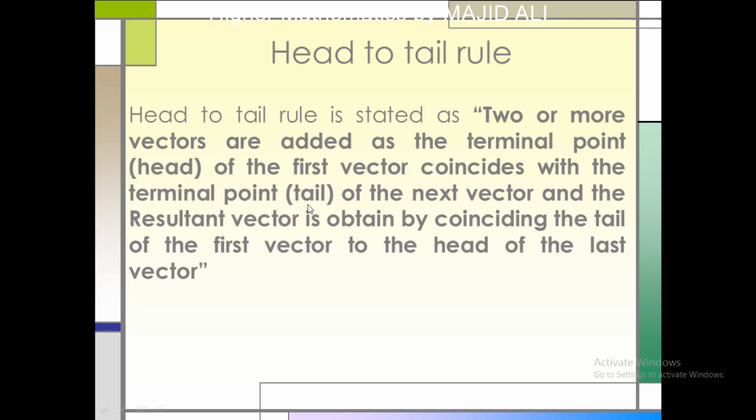Now let's have a look at the geometrical representation of addition of vectors. Let this be vector A, which has a direction and sense. This is vector B, vector C, and vector D. We will add all of the vectors one by one geometrically by using the head to tail rule.